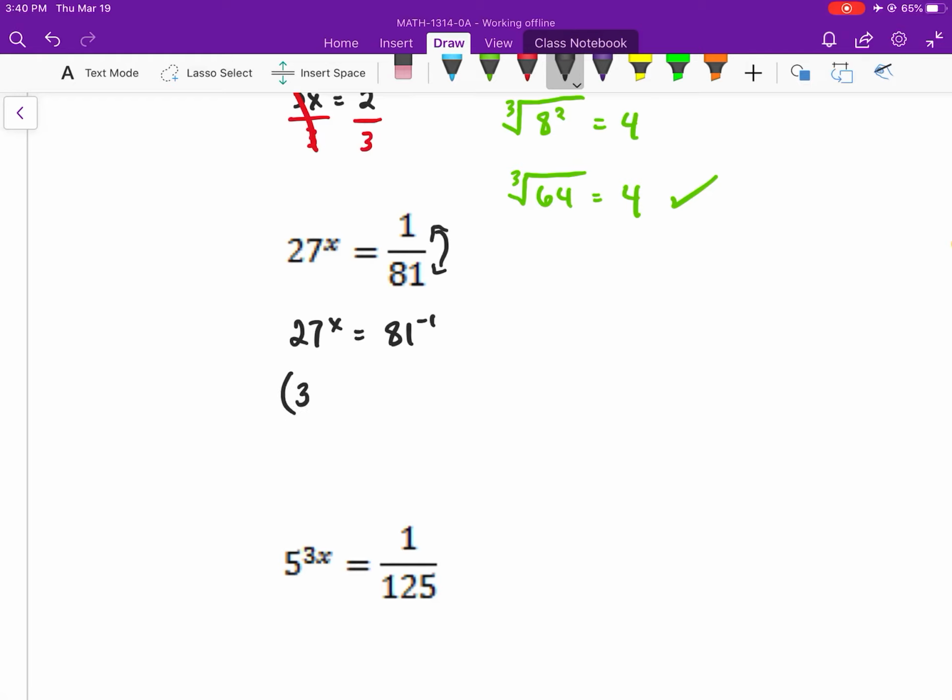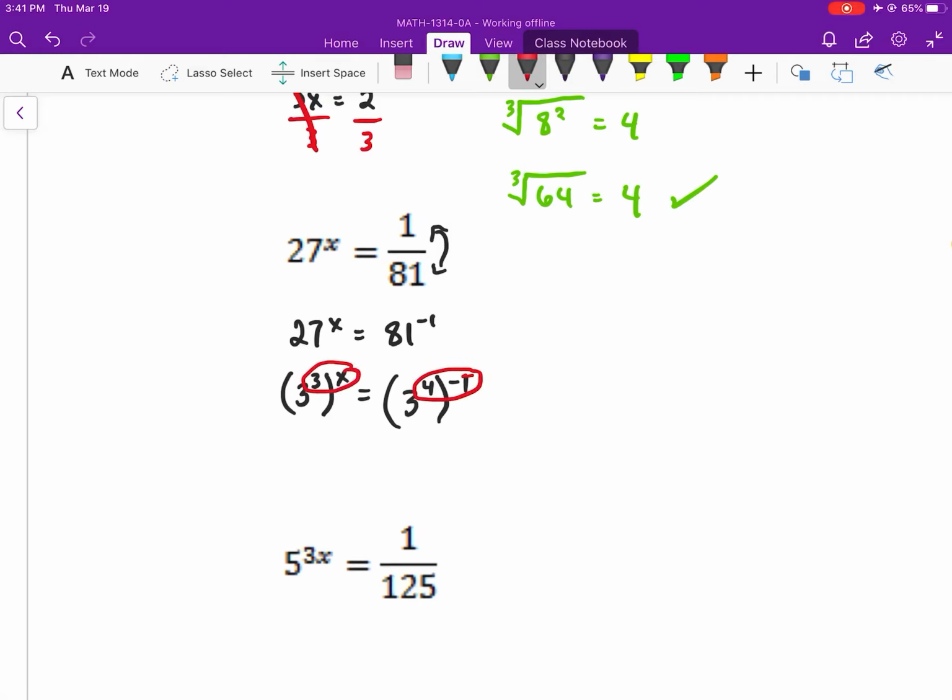Alright, so 3 to the what power is 27? 3 cubed. Don't forget to bring down the x. And, ooh, this one's a little bit harder. 3 to the what power is 81? That would be 4. 3 to the 4th power. Okay, so if I take that 27 and I multiply it by 3 one more time, I get 81.